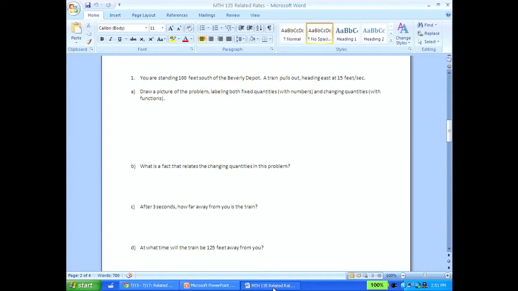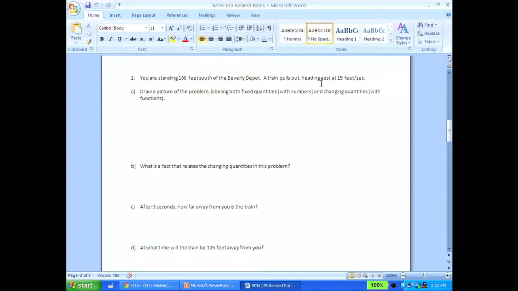Okay, so the question says that you're standing 100 feet south of the train station here, and a train pulls out of the station going east, which probably doesn't make a whole lot of sense to go east from here. Well, okay, it's going up to Rockport or something maybe. So it's going east at 15 feet per second.